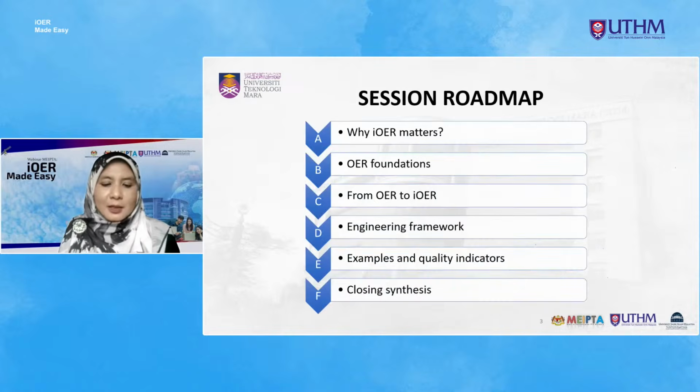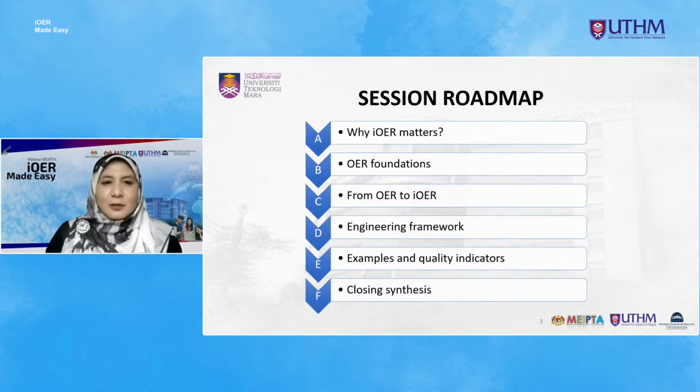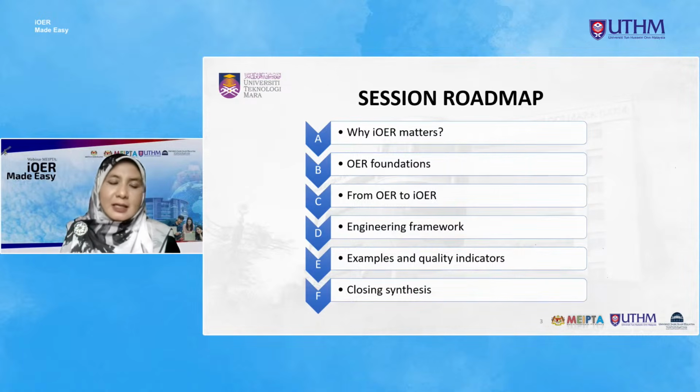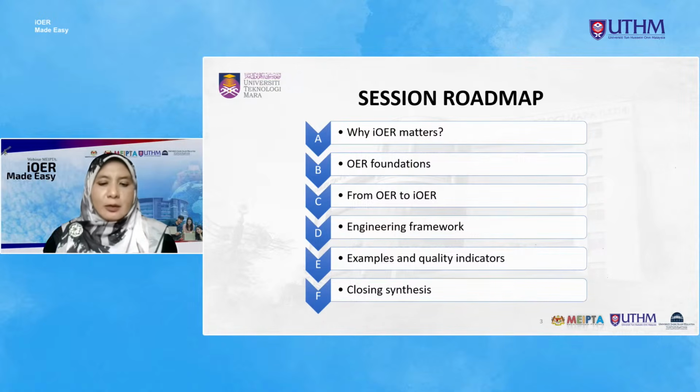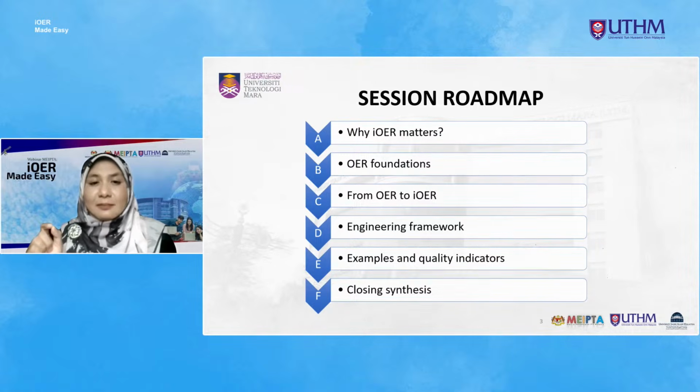Right. So this is the roadmap for our 45 minutes. Hopefully we can meet the times allocated. So we will move into 6 parts. The first one will begin with why iOER matters. Secondly, we will revisit the foundation of OER. Then only we move from OER to iOER and explain why open resources are not automatically inclusive. Then we will discuss the engineering framework, which helps us to develop iOER systematically.